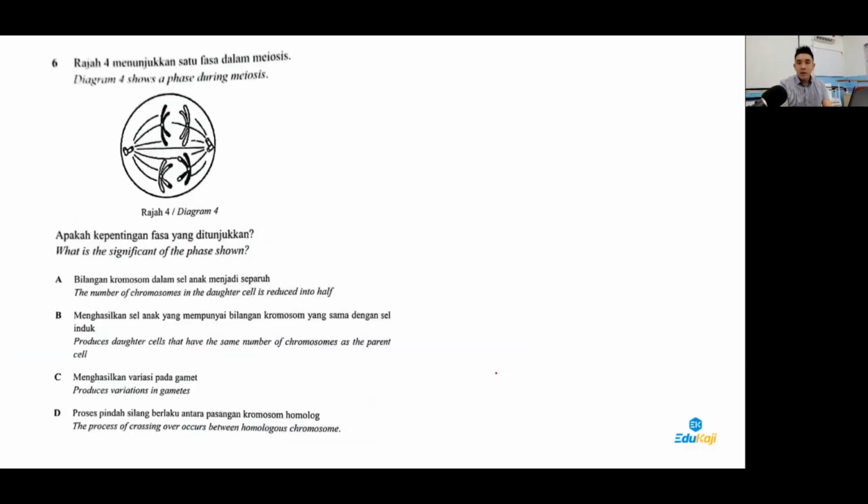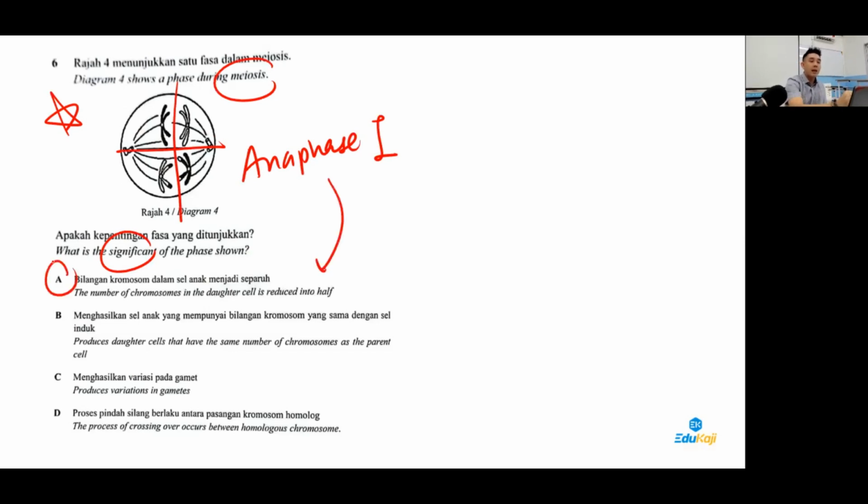Number 6, guys, cell division, chapter 6. Here they are asking what's the significance of the phase. Draw one star, a very popular question. When I draw a plus, you can see that this is anaphase. Meiosis, anaphase 1. We always say that during anaphase 1, the number of chromosomes is reduced by half.